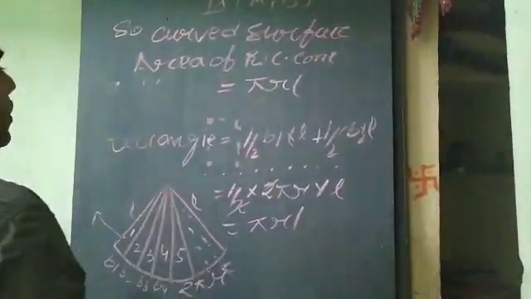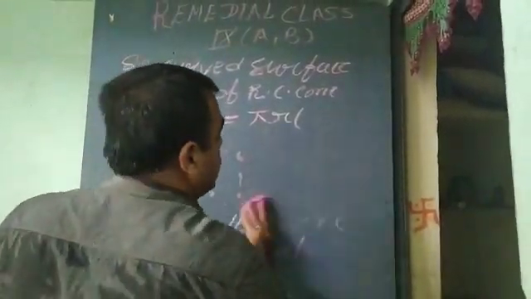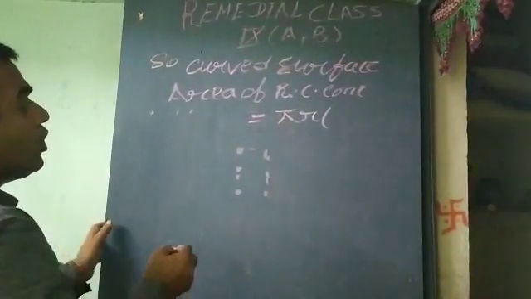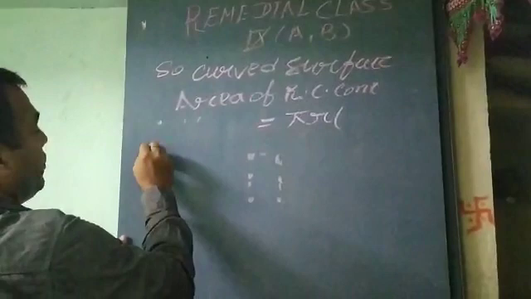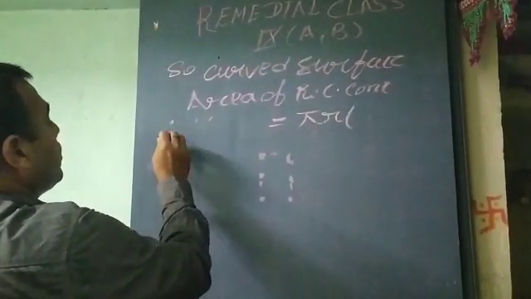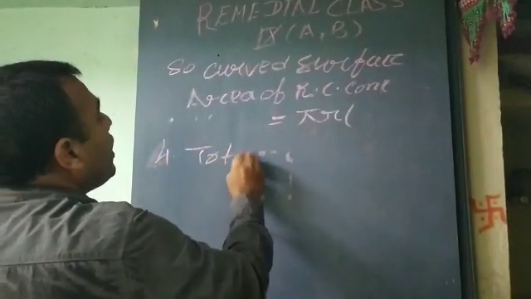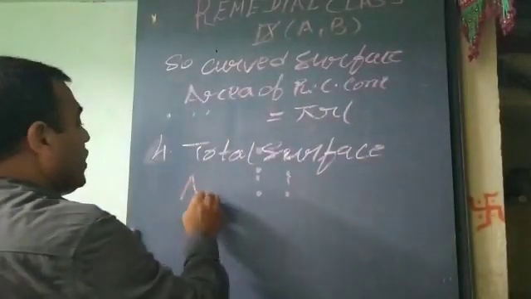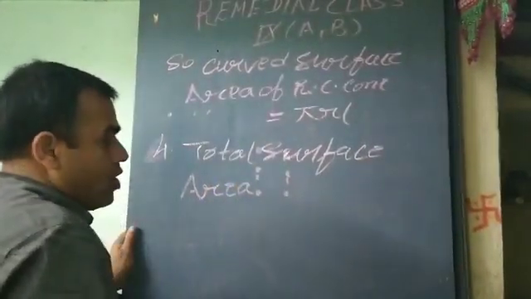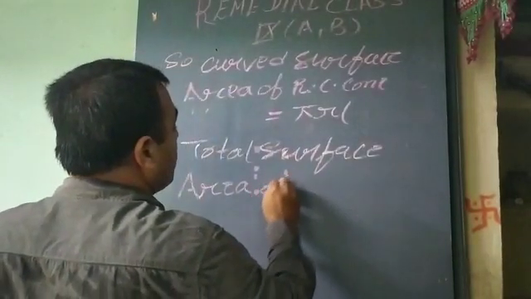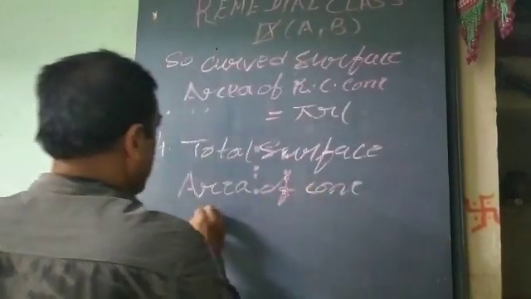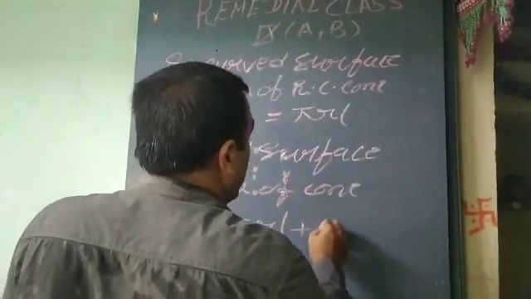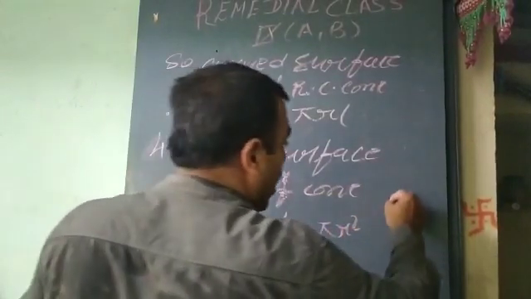Now the second one is the total surface area. The total surface area of the cone equals pi r L plus pi r square. That is how it will be.